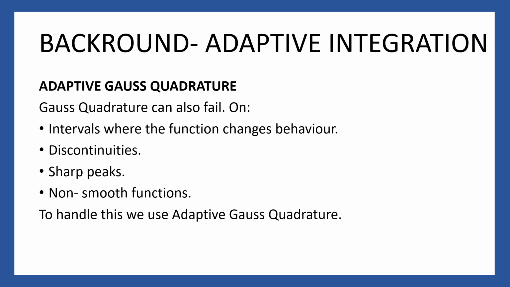So although Gauss quadrature is meant to assist us when the classical methods are more difficult to use, it can also fail. For instance, it can fail in intervals where the function changes behavior, or where there are discontinuities, or where there are sharp peaks, or where the function isn't smooth. So in such circumstances, we use adaptive Gauss quadrature.